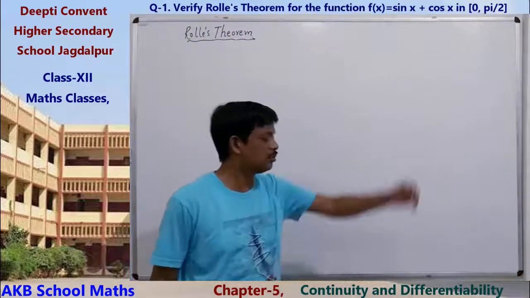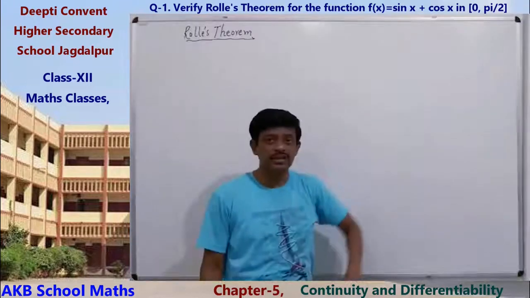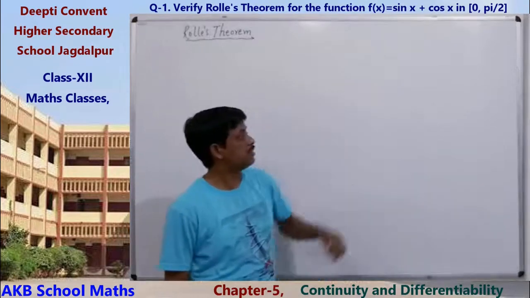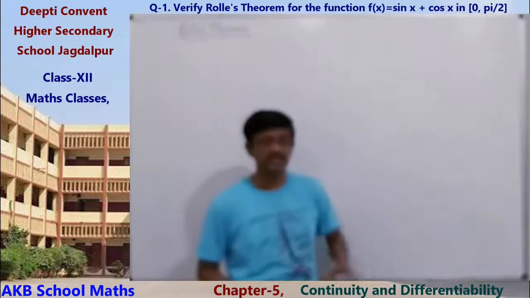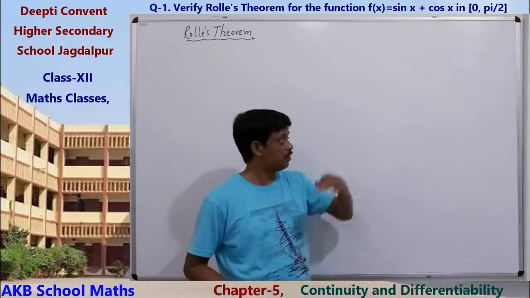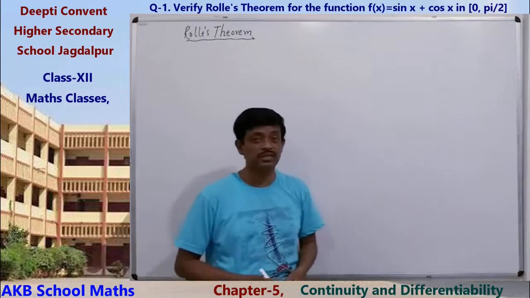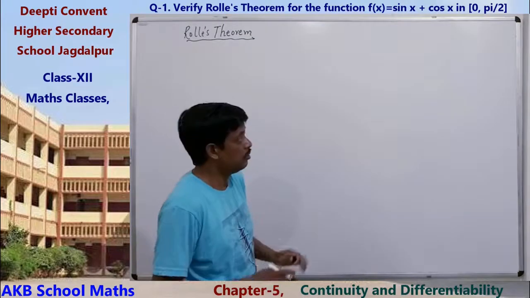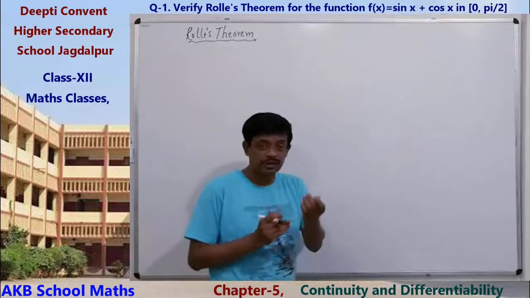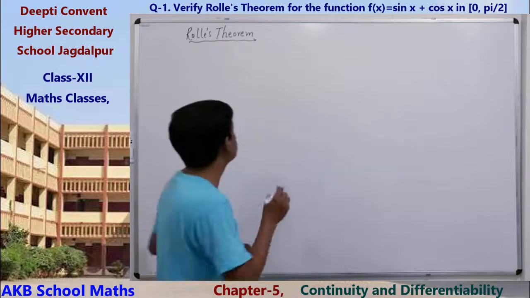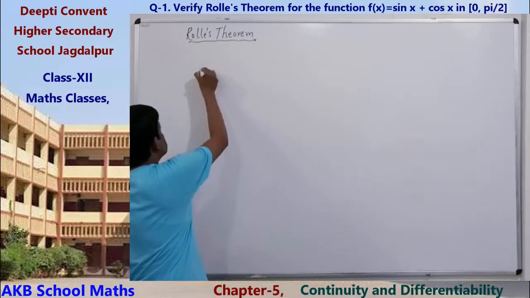Here, take the question: verify Rolle's theorem for sin x plus cos x. That is, the function is f(x) equals sin x plus cos x, and for this function we have to verify Rolle's theorem in the interval 0 to pi by 2. Clear? So for verification, first of all, we have to check the 3 conditions of Rolle's theorem. Solution.